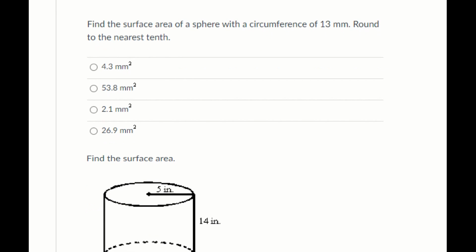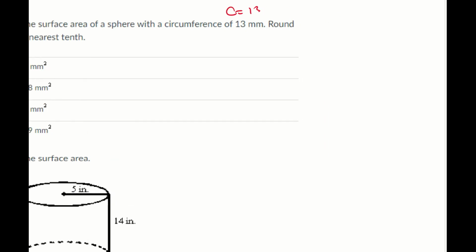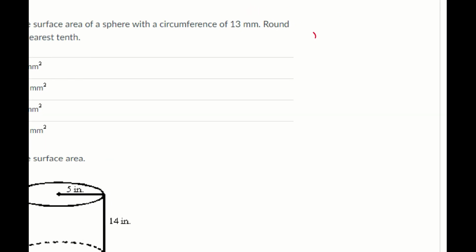All right, find the surface area of a sphere with a circumference. So they give you circumference. Round to the nearest tenth. So if the circumference is 13, now the circumference formula is 2 pi r. So we can use that to find the radius. So let's do that now. So we got 13 equals 2 pi r. So we'll divide by 2 pi. And that'll be our radius.